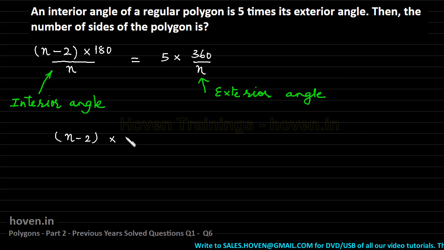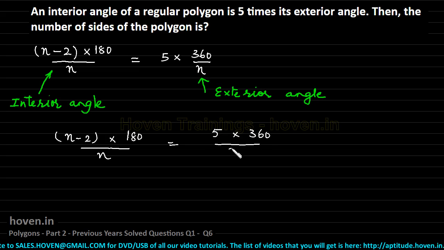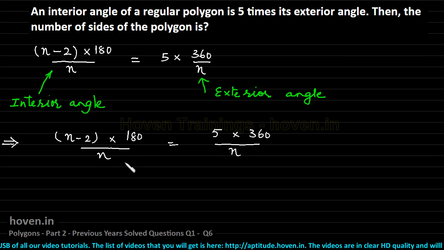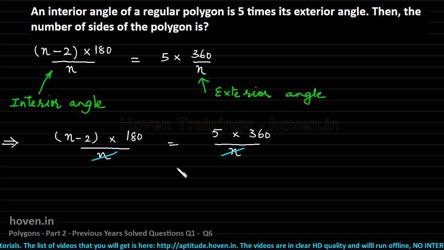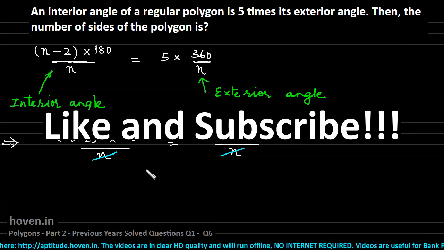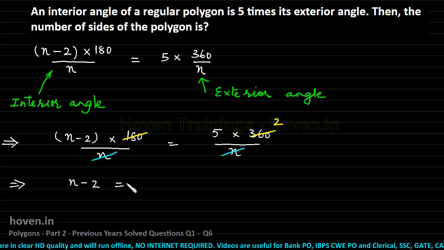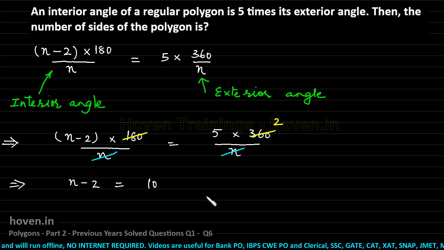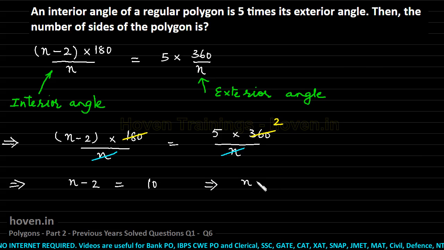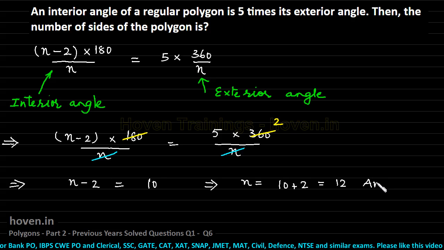n minus 2 into 180 by n is equal to 5 into 360 by n, which implies, now we can perform the cancellations. This n cancels this n, and this 180 cancels with this 360 by 2. So what we are left with is n minus 2 is equal to 5 into 2, equal to 10. Which implies n is equal to 10 plus 2, equal to 12, which is the answer.